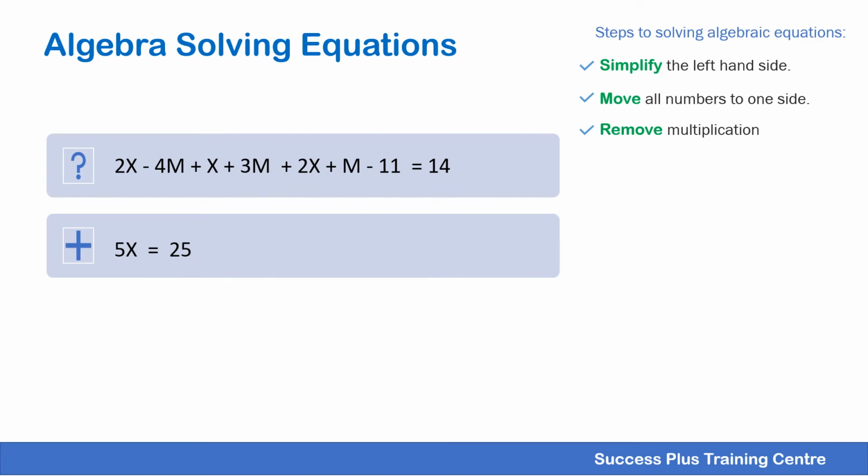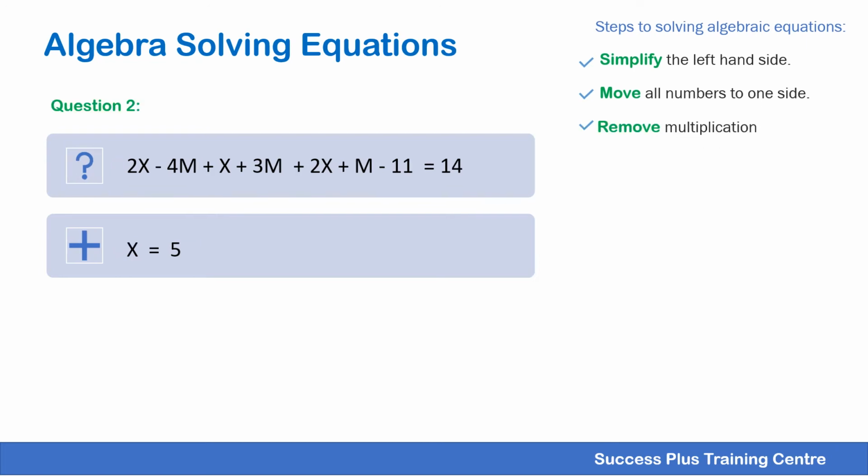To find the value of x, I need to remove the multiplication between 5 and x. To do so, I need to use the inverse of multiplication. So I need to divide both sides by the value of 5. This means 5x divided by 5 equals 25 divided by 5. Removing multiplication is the third step to solving algebraic equation. This means x equals 5.